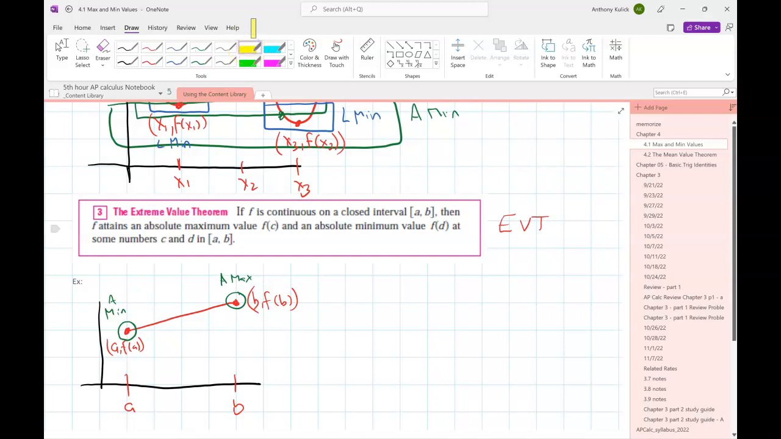It's critically important that this is a closed interval. If I didn't have that closed interval requirement, I would not necessarily have an absolute maximum or absolute minimum. If those were open circles, those would no longer be absolute maxes and mins, and there would be no absolute max or absolute min. In fact, there would not even be a local max or local min on that.